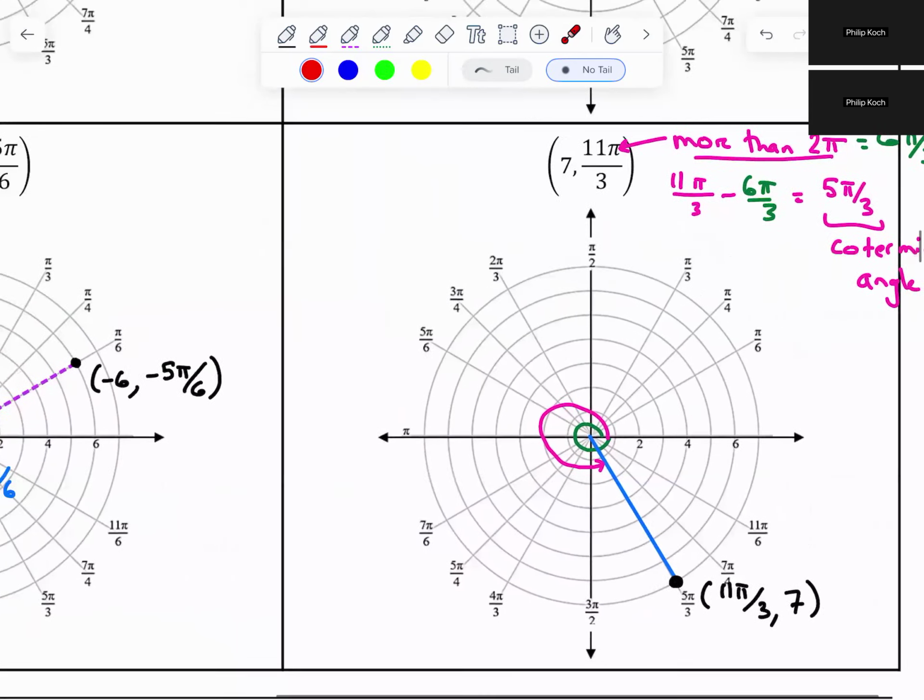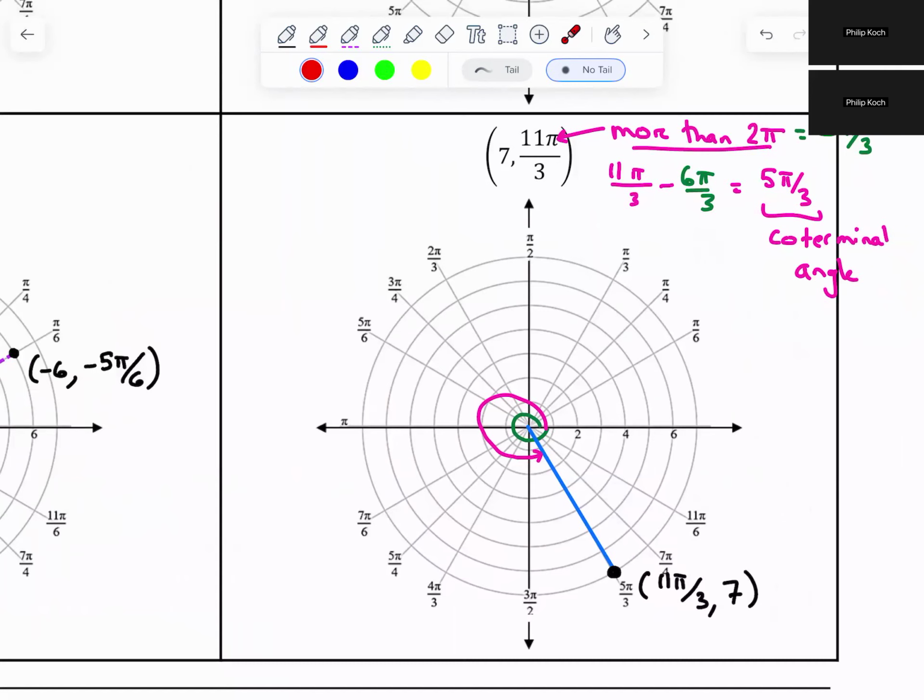And last but not least was this one, which was the tricky one. Your theta value is larger than 2 pi. 2 pi in terms of thirds is 6 pi over 3, so this is 5 pi over 3 larger than that. It requires 1 rotation and then an additional 5 pi over 3. So 5 pi over 3 is your coterminal angle. 1 rotation in green, then an additional 5 pi over 3 to get here. The r value is positive 7, so we just go straight through the line to get to that point at 11 pi over 3, 7. Any questions on that?